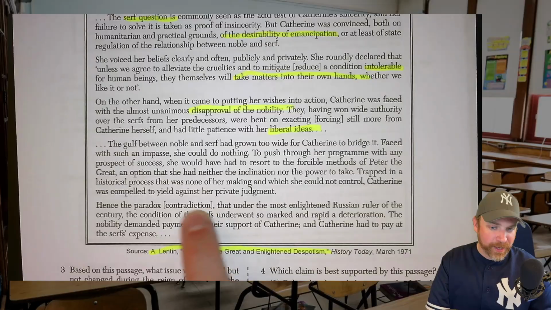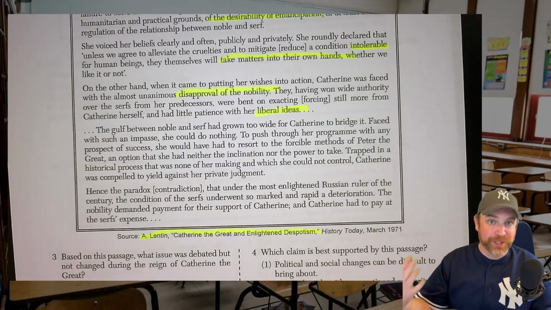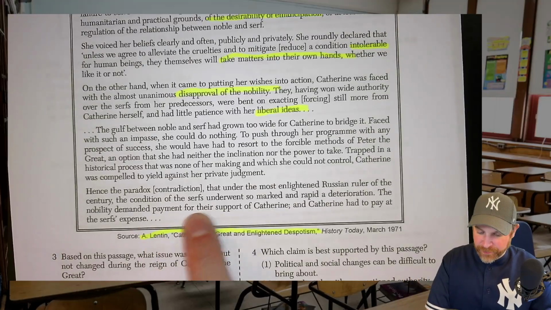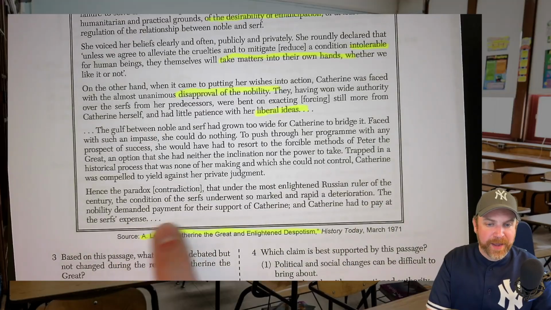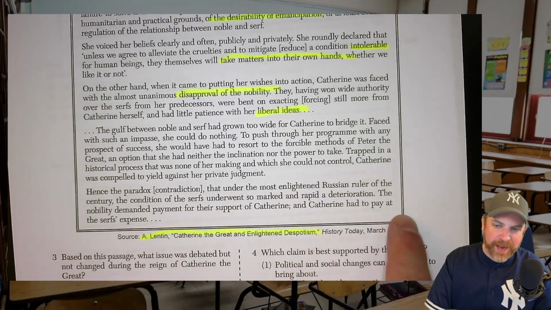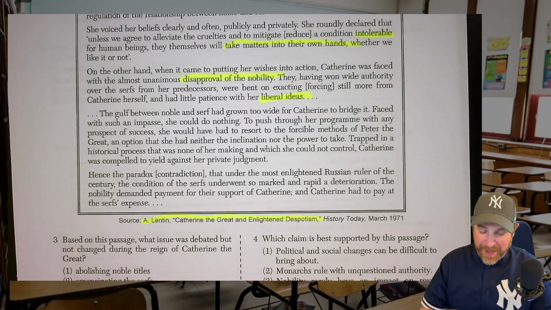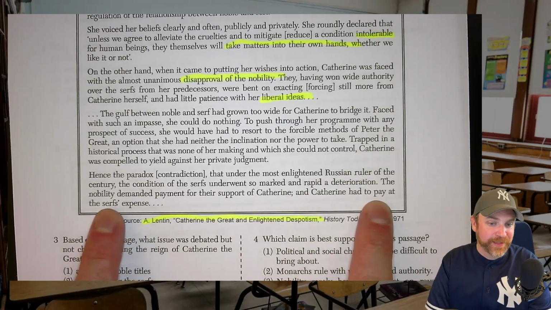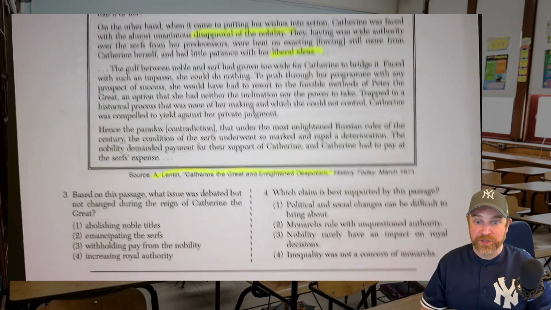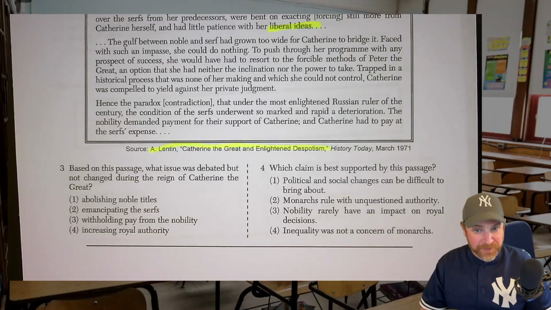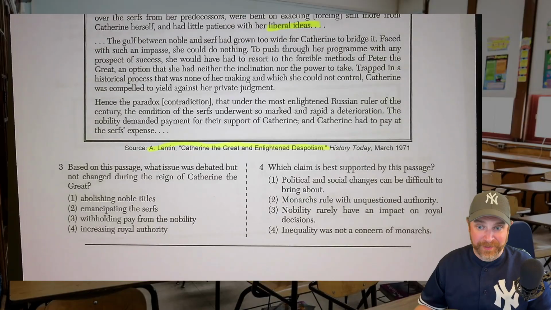Hence the paradox or contradiction that under the most enlightened Russian ruler of the century, okay, so again, she likes Enlightenment ideas, the condition of the serfs underwent so marked and rapid a deterioration. The nobility demanded payment for their support of Catherine, and Catherine had to pay at the serfs' expense. Okay, so Catherine depended on support from the nobles, and who had to pay for this? The serfs, right? Because they were left to suffer because Catherine wanted to stay in power. All right, so kind of a catch-22 situation here. She wants to free the serfs, but she also wants to maintain control. And her desire to maintain control is what won in this situation here.